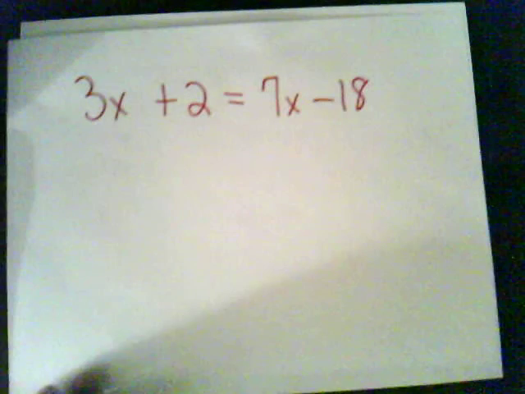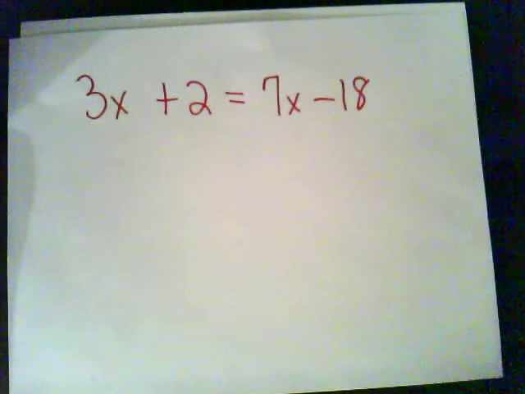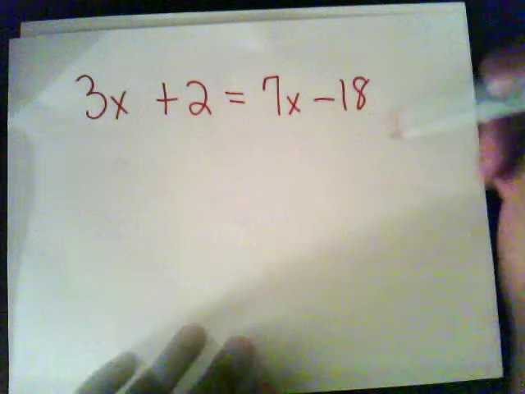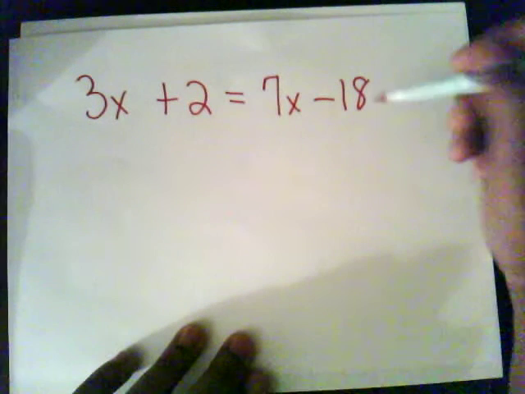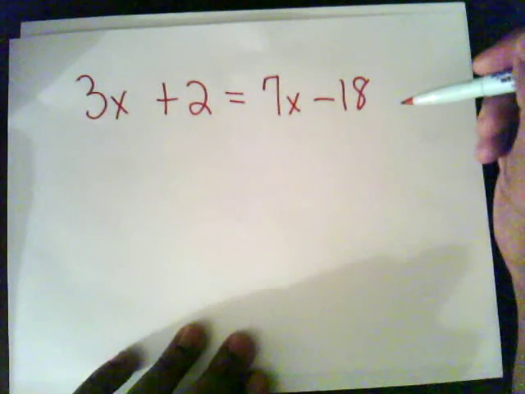Okay, a lot of students have been struggling when they see a variable on both sides. So we're going to go step by step on working out this problem. 3x plus 2 equals 7x minus 18.